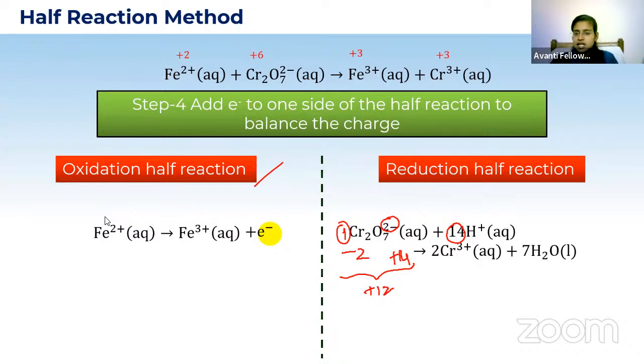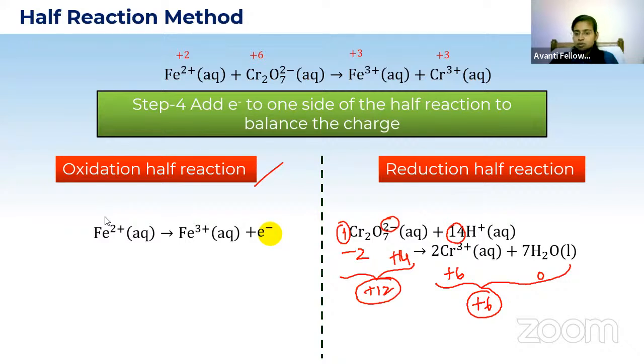And in the product side, 2 into +3 is +6, and 7 into 0 is 0. So the total charge in the product side is +6. So +12 in the reactant side and +6 in the product side. Charges are not balanced. Okay.